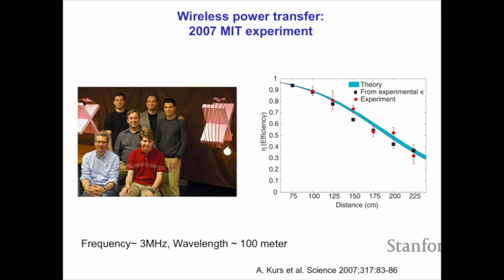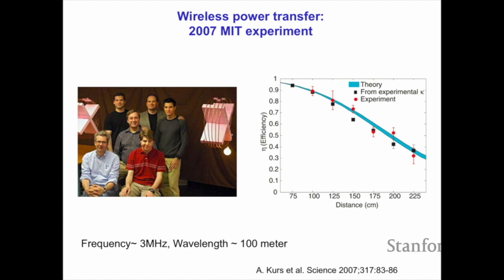And so in particular, there is a very nice experiment published in 2007 to show that you could actually do a mid-range wireless power transfer with a distance of about a meter or so efficiently. And so in this experiment, what they did is they used two coils, both of them resonant, to allow power to go from here to there and to light the light bulb.